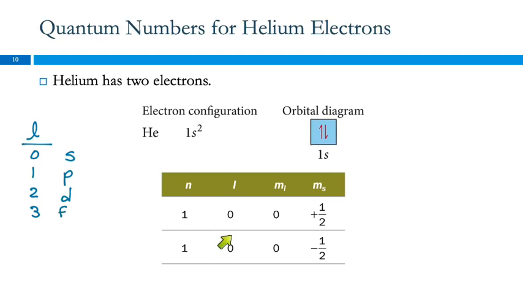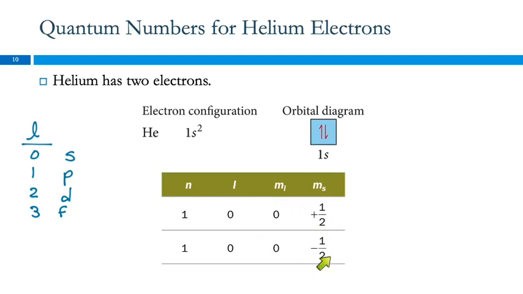So they both have the same value of L. M sub L tells which specific orbital they are in. Well, in the S subshell, there's only 1 orbital. In the S room in the hotel, there's only 1 bed. So they have to be in the same bed. So that number is 0.